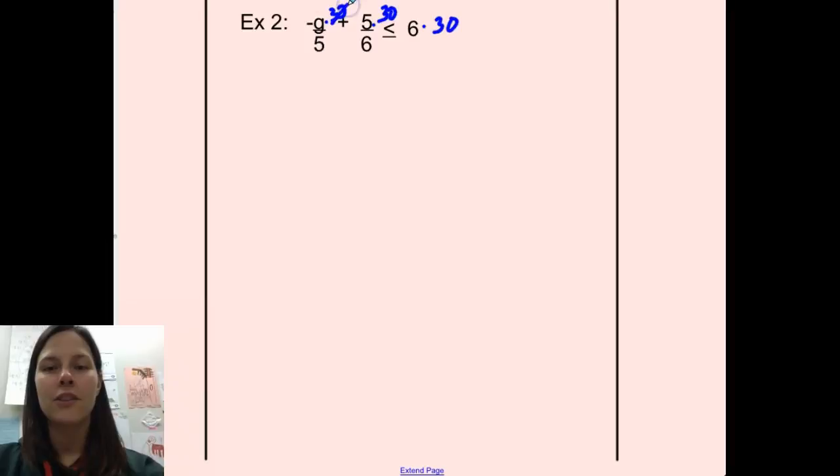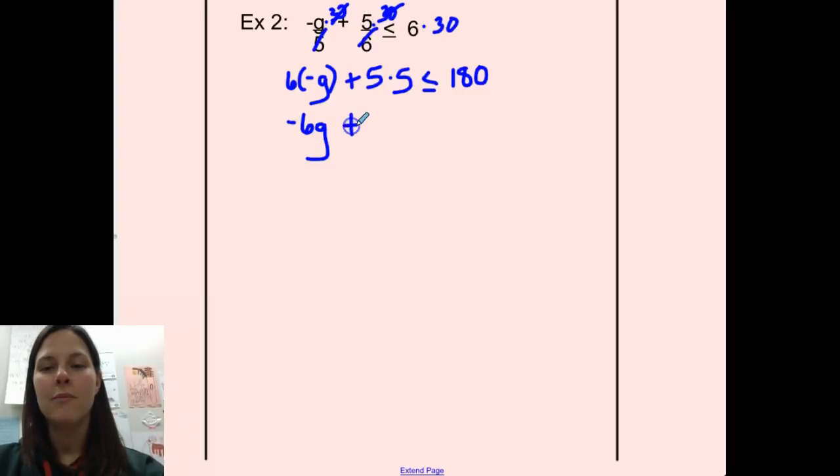Starting on the left, 30 divided by 5 is 6 times the negative g, plus 30 divided by 6 is 5 times that 5 in the numerator. We multiplied by a positive value, so that does not flip the inequality, and 6 times 30 is 180. On the left-hand side, we're going to simplify.